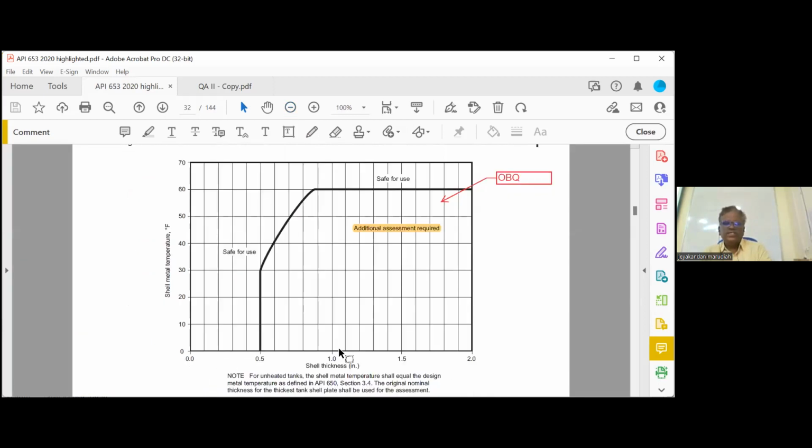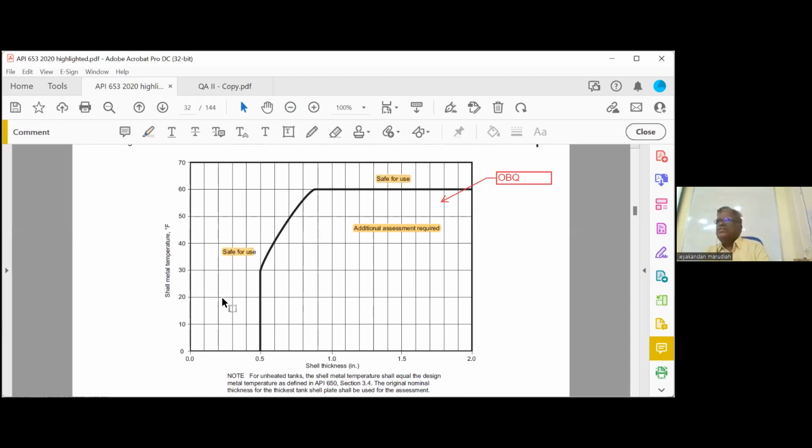You can see the x-axis is given as shell thickness. Shell thickness is the nominal thickness. This is the temperature. Now, you can see here, safe for use. Here also safe for use.